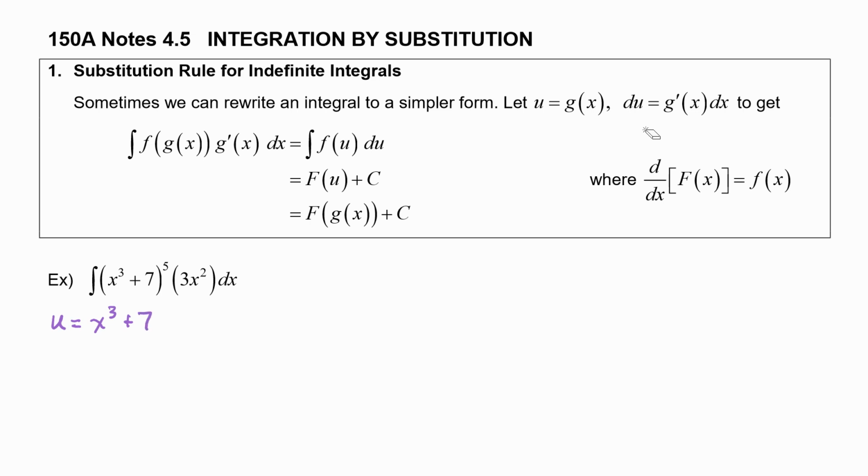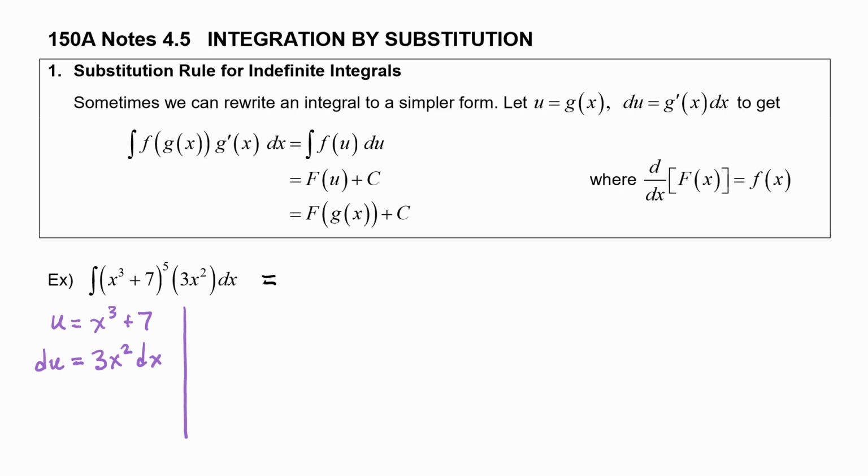And then we have to figure out who du equals. Du is going to equal the derivative of this, which is 3x squared dx. Remember, we are using differential notation here. So instead of writing du over dx equals 3x squared, we are writing du equals 3x squared dx. Now, let's substitute those in to our original integral.